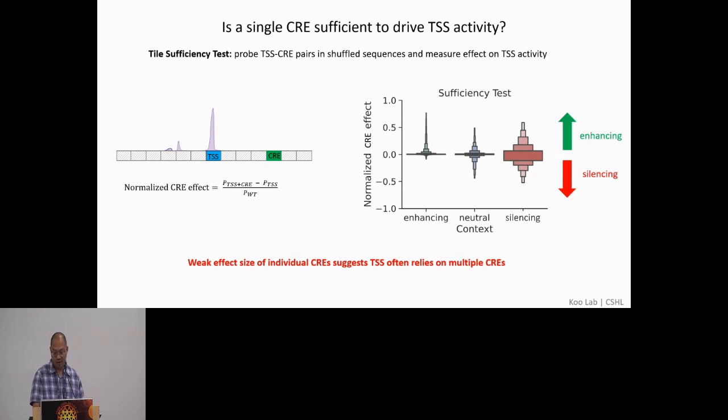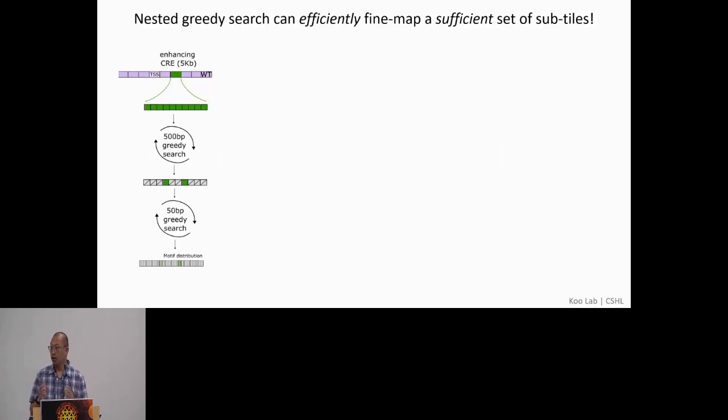And you can see that for sequences that we categorize as enhancing contexts, most tiles don't have any effect on TSS activity, as you would expect, but most tiles had a very weak positive effect, which means that they act as a weak enhancer. Very few tiles had a very strong effect on TSS activity. And in neutral and silencing context, there was a more even distribution of weak enhancers and weak silencers. And so this tells you that a single tile really isn't sufficient to drive the observed TSS activity levels. And so this 5 kb tile size that I'm using is really an arbitrary choice.